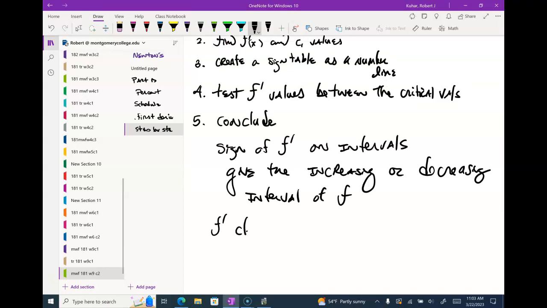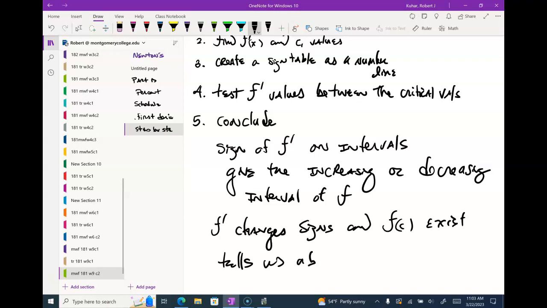If f prime changes signs and f of c exists, that tells us about a local min or max. So if it changes from increasing to decreasing and the top of the hill exists, it's a local max. If it changes from decreasing to increasing and the bottom of the valley exists, it's a local min, right? Is that making sense?